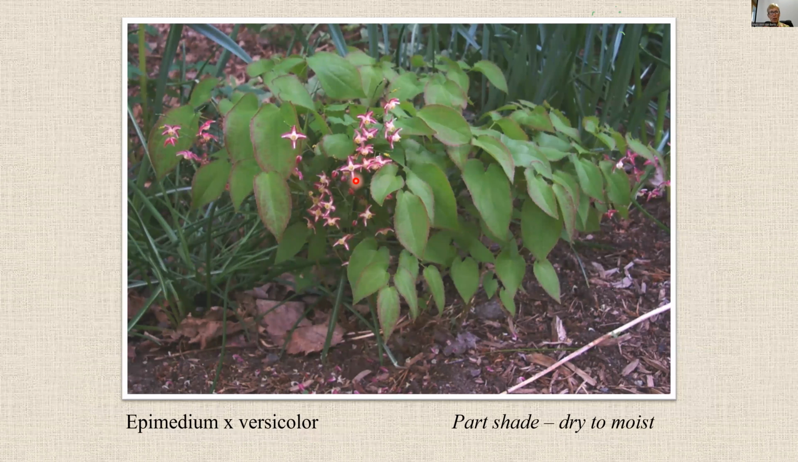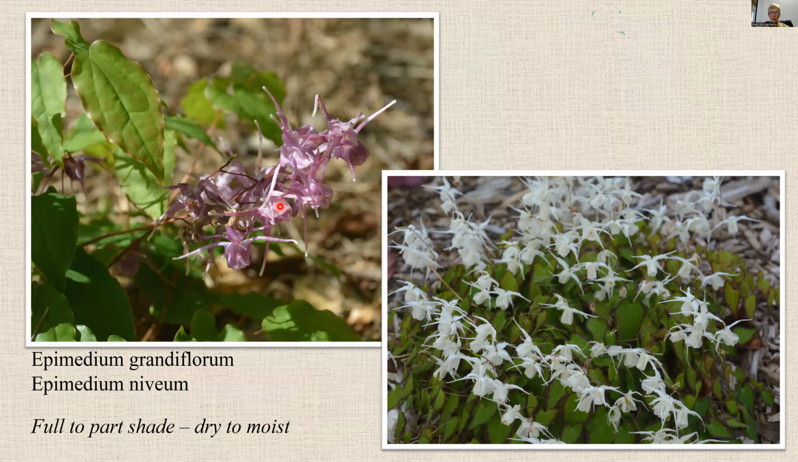Epimedium, bishop's hat. It's a pretty little flower. The foliage is very dainty. It has wiry little stems. The flowers resemble a bishop's hat. That's where it gets its name. And it comes in many colors. This is versicolor, which is that reddish color with the white lines underneath. Then there's also pink and gold ones, white ones, and they like full to part shade, dry to moist conditions. They're not fussy. They're a good woodland plant that will grow for you.